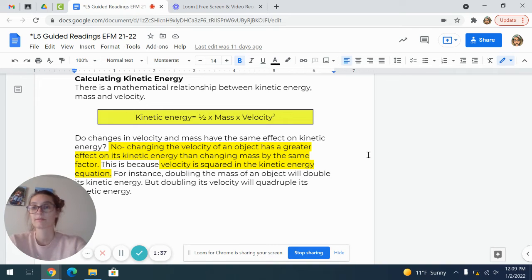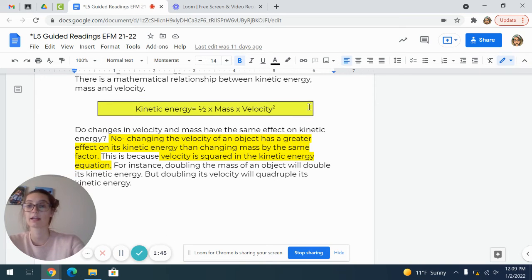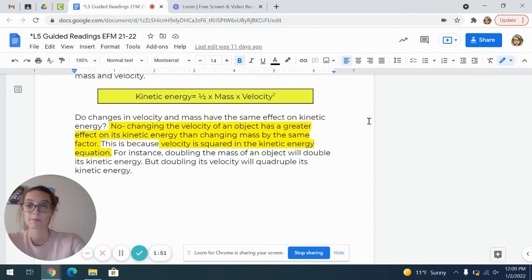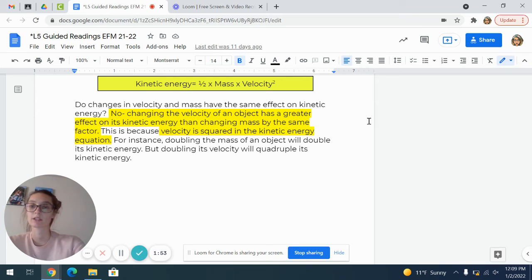Calculating kinetic energy. There is a mathematical relationship between kinetic energy, mass, and velocity. You can see the equation here: kinetic energy equals half times mass times velocity squared. So do changes in velocity and mass have the same effect on kinetic energy?